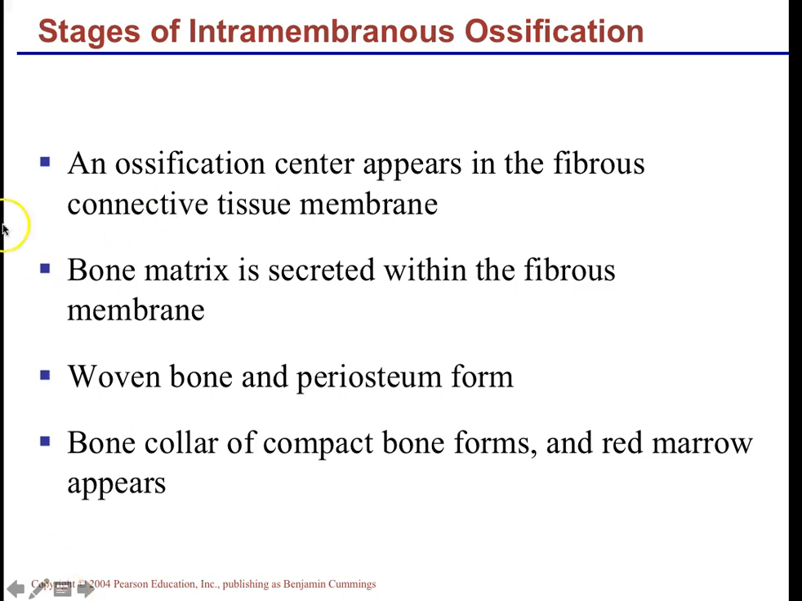Ossification is when you go from something that is quite soft, that is not going to bear weight, to something that is highly calcified and can bear weight. It's the overall term for taking bone that might be a bit on the soft side and hardening it, ossifying it. So it says: an ossification center appears in the fibrous connective tissue. Bone matrix is secreted within the fibrous membrane. Woven bone and periosteum form. A bone collar of compact bone forms, and red bone marrow appears.